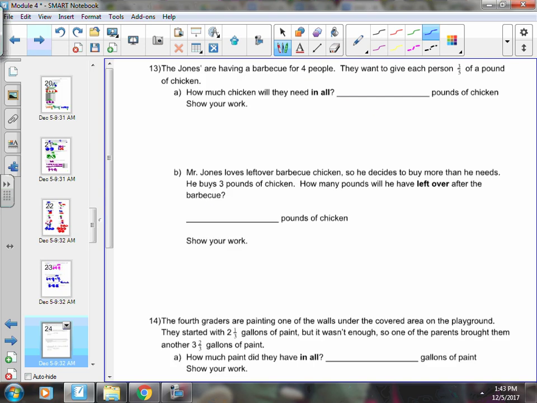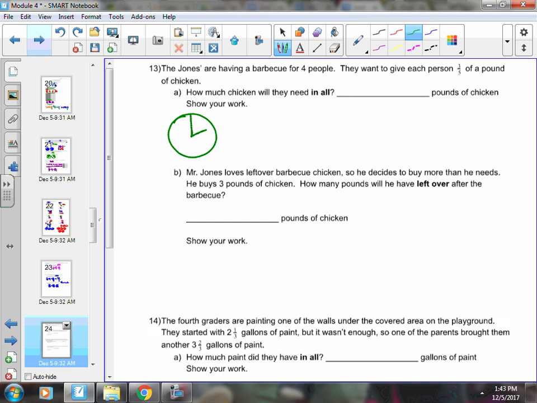Number 13, the Jones are having a barbecue for 4 people. They want to give each person 3/5 of a pound of chicken. How much chicken will they need in all? I would draw a picture. Really what we're doing is 4 times 3/5. But drawing a picture could help.